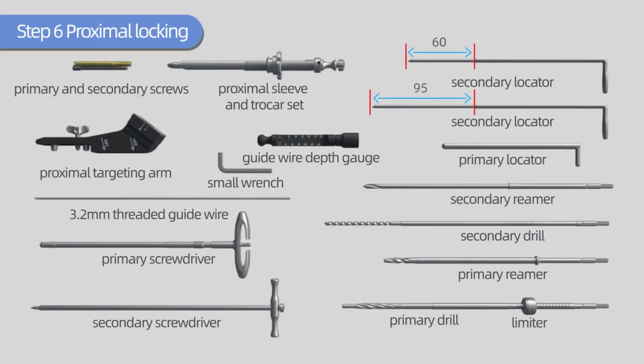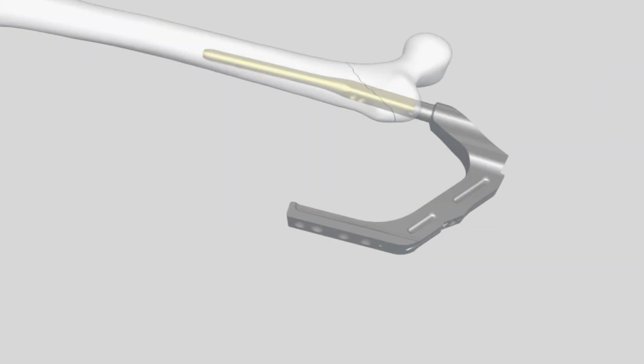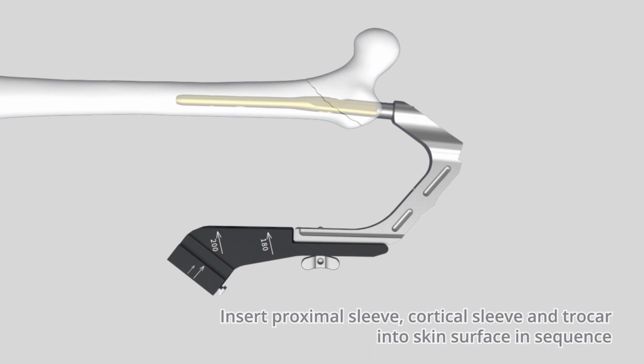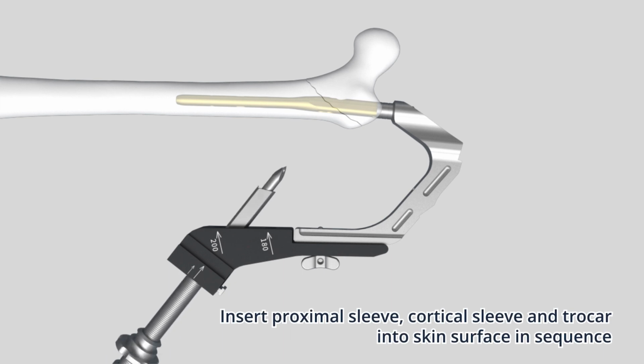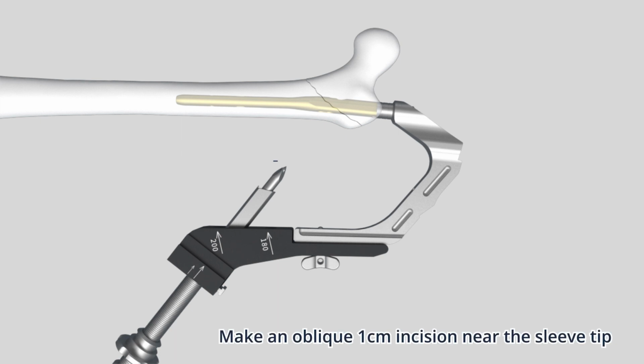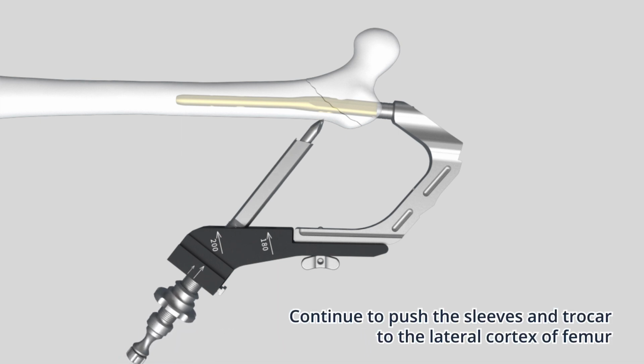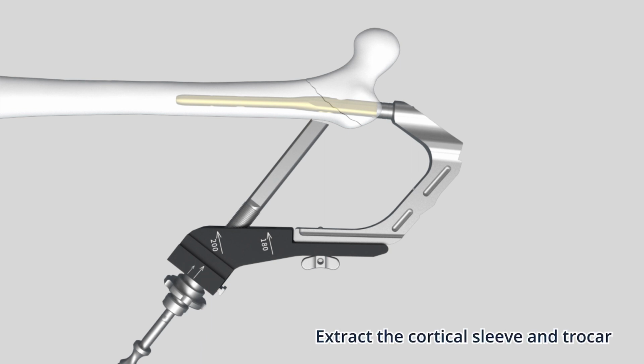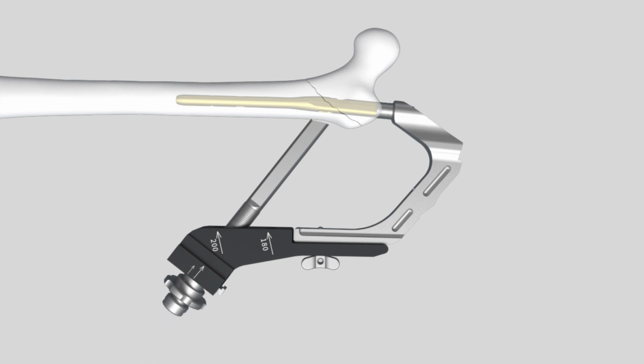Step 6. Proximal locking. Install proximal targeting arm onto the handle and fasten it with a locking wing bolt. Insert proximal sleeve, cortical sleeve, and trocar into skin surface in sequence. Make an oblique 1 cm incision near the sleeve tip. Continue to push the sleeves and trocar to the lateral cortex of femur. Extract the cortical sleeve and trocar.